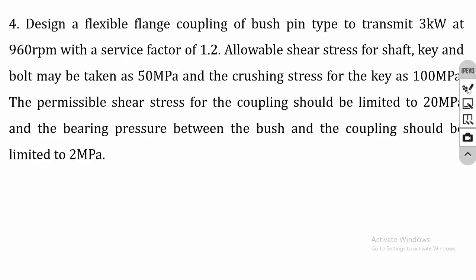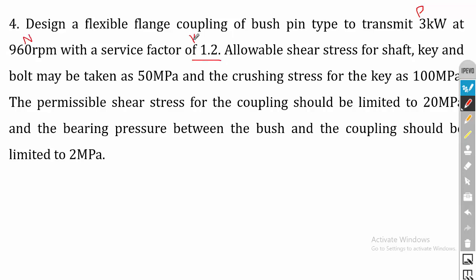So this is the tutorial problem. Design a flexible flange coupling of bush-pin type to transmit 3 kilowatt power at 960 rpm. So N is 960 rpm, with a service factor of 1.5. Here the Ks value is given. The allowable shear stress for shaft, key and bolt may be taken as 50 megapascal, that is tau 1 is 50 megapascal, and the crushing stress for the key is 100 megapascal, that is sigma 1 is 100 megapascal.